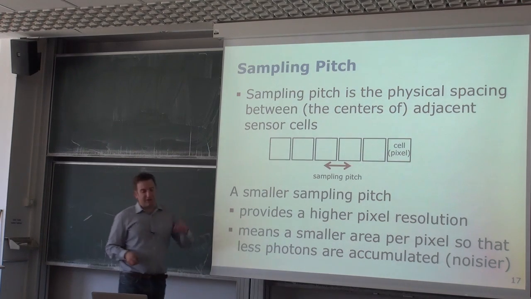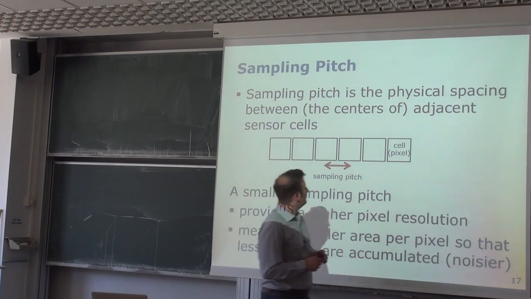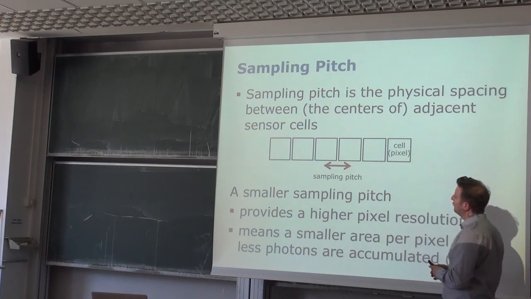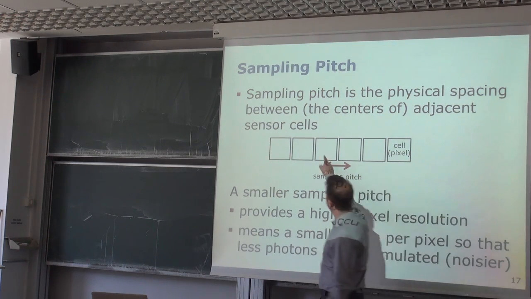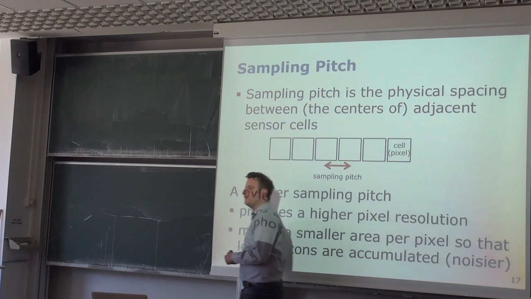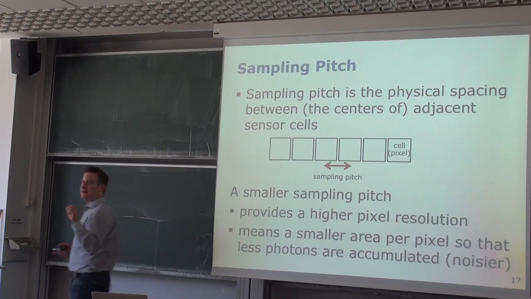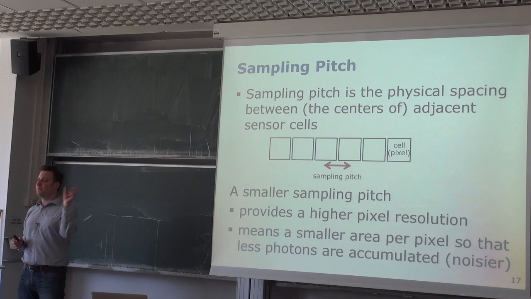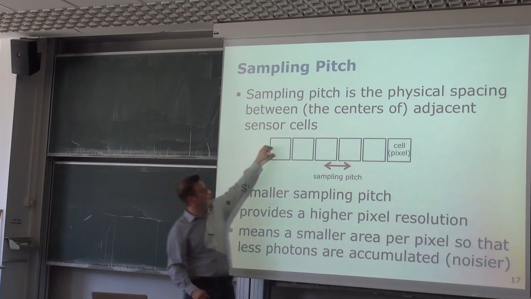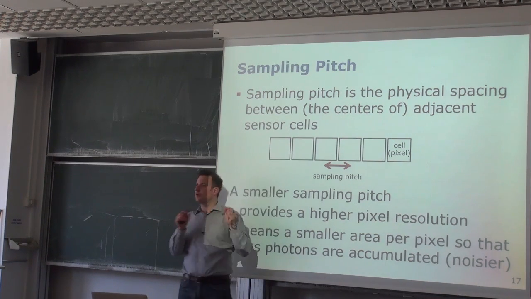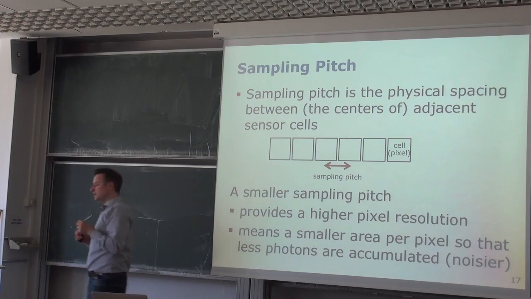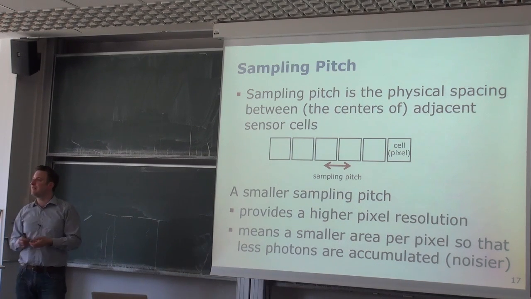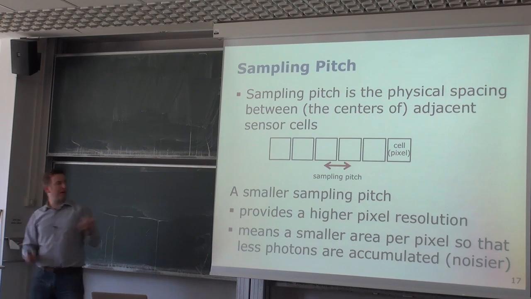Then there are certain elements of the chips that are actually important. One of the things is the sampling pitch, and this is basically the distance between the centers of the individual elements or cells on that chip. And the smaller the sampling pitch gets, that means the closer those elements go together and the smaller they get, the smaller the amount of light that we have. But the higher the resolution.